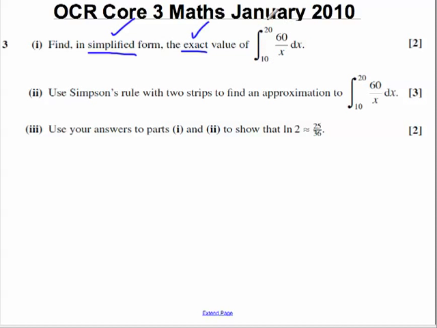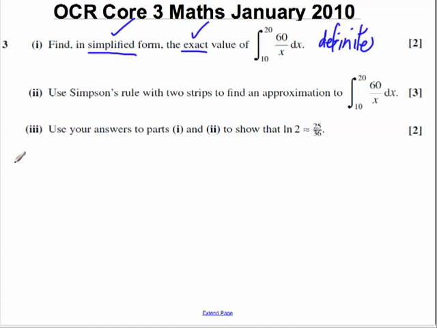Last thing to mention, this is an integral here. What type of integral is it? Well, it's a definite integral. Definite integrals have two limits when you're doing the integration. Limits of integration. You're integrating between x is 10 and x is 20 of the function 60 over x with respect to x. Because you have limits on your integral here, you will get a number answer. There'll be no need to add a constant or a plus c. You'll get a number answer.